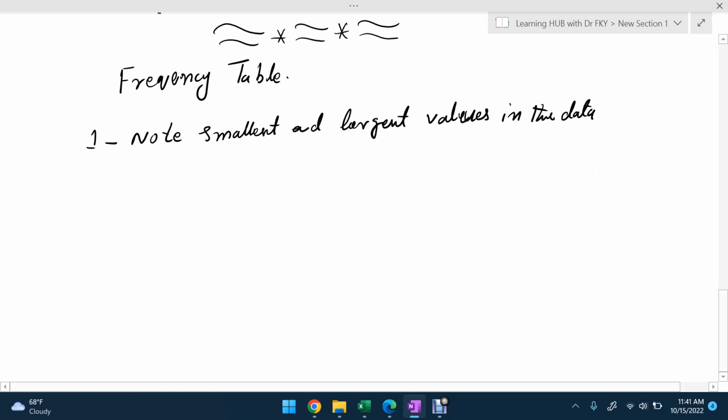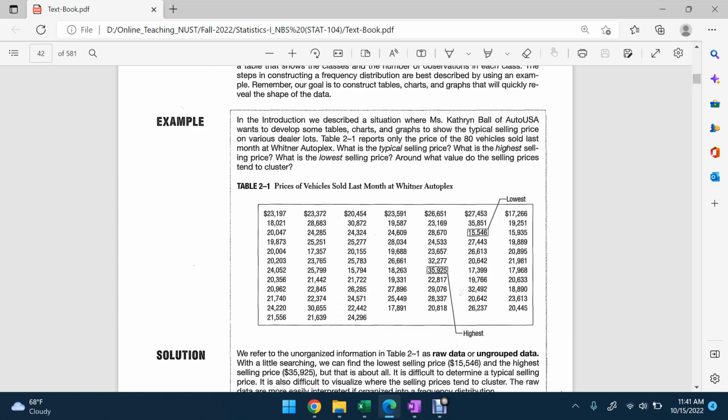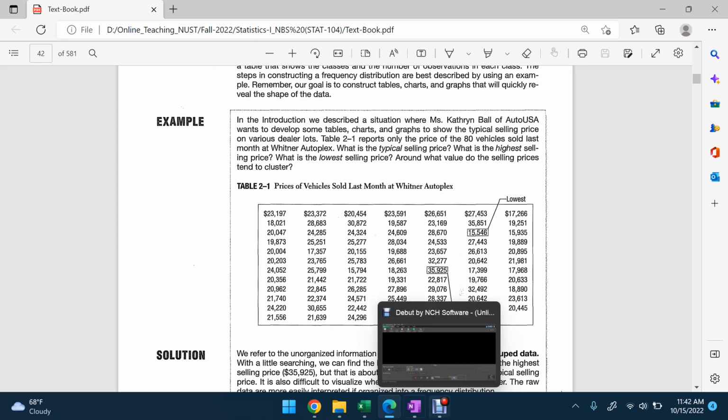This means that if you look at the data, this is the smallest value, 15,546, and the largest value is this one, the highest value, 35,925. So you need to note these values. So let me note these values.